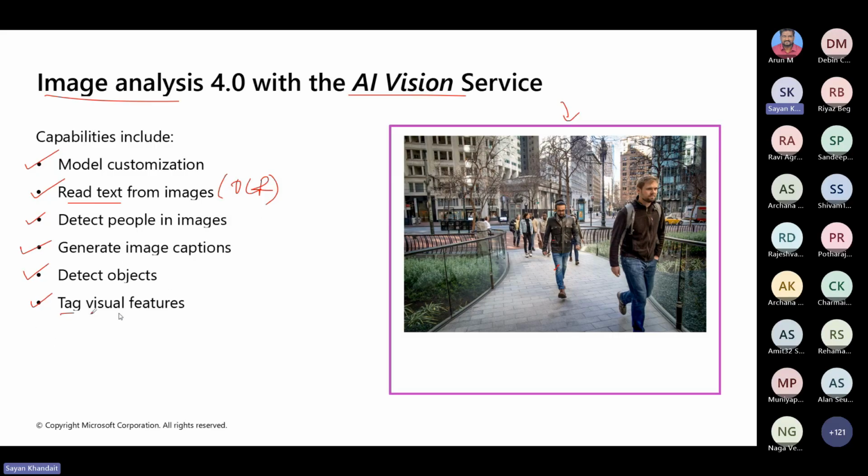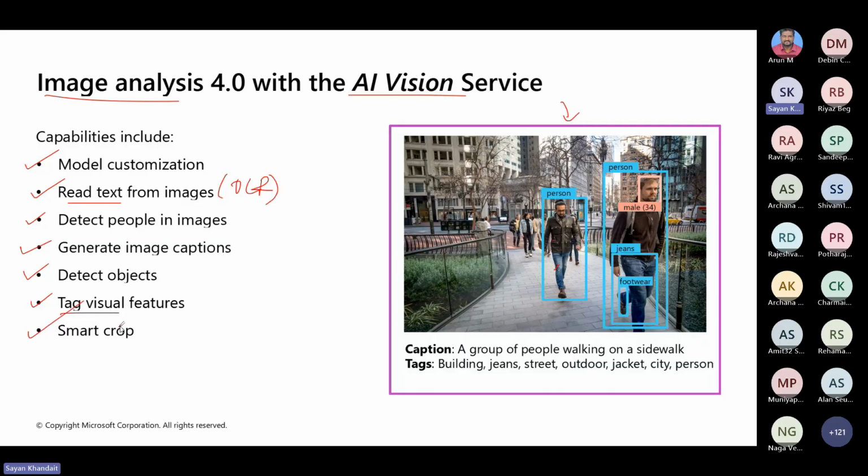Now, what are these tags? We also discussed this in the previous slide, that is tagging. Tags are basically the visual features of this image. For example, this image is of an outdoor environment. You can see the image probably belongs to a city. So city will be one of the tags. Outdoor will be one of the tags. The street they are walking on can be one of the tags as well. So for all the visual features in the image, there can be tags associated with them. And you can also perform smart crop in order to highlight the main region of interest in the image.